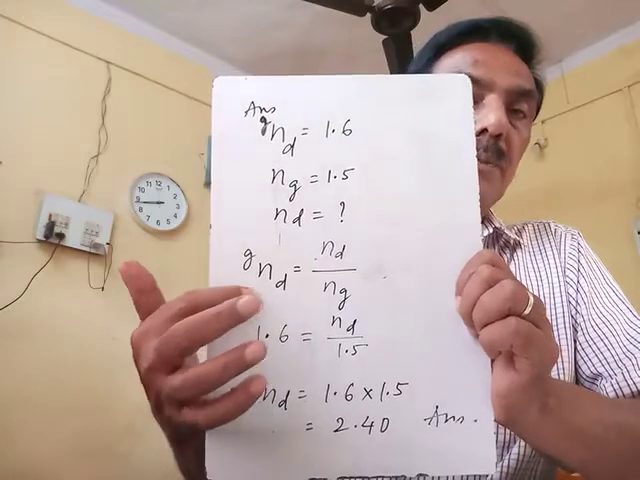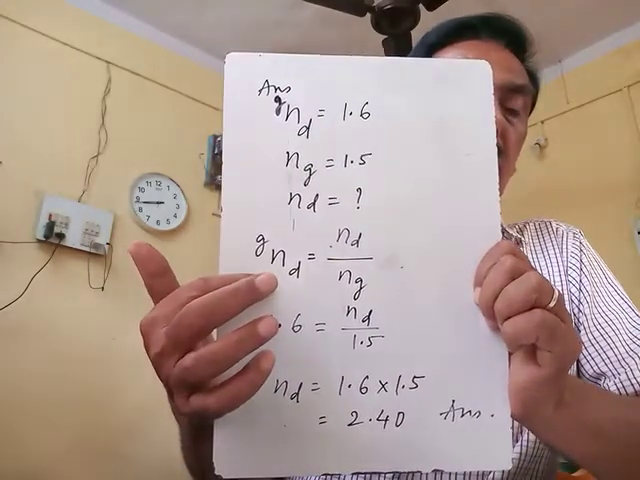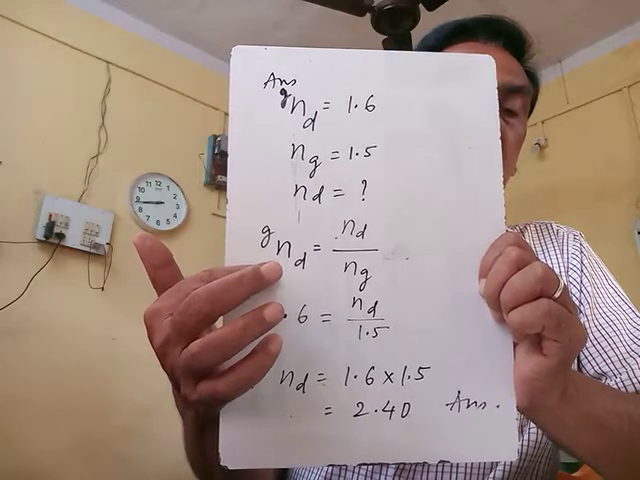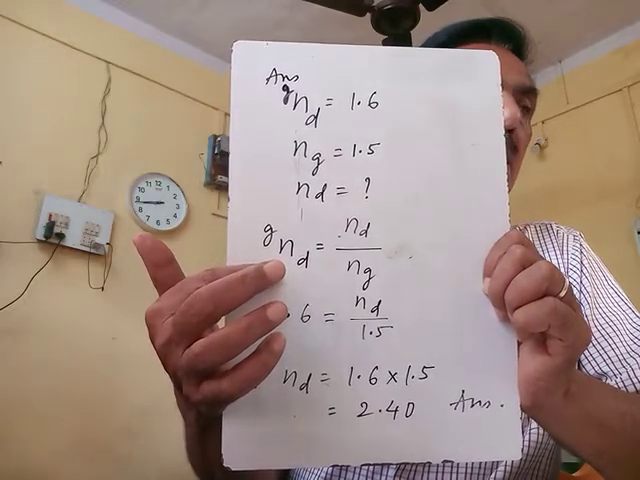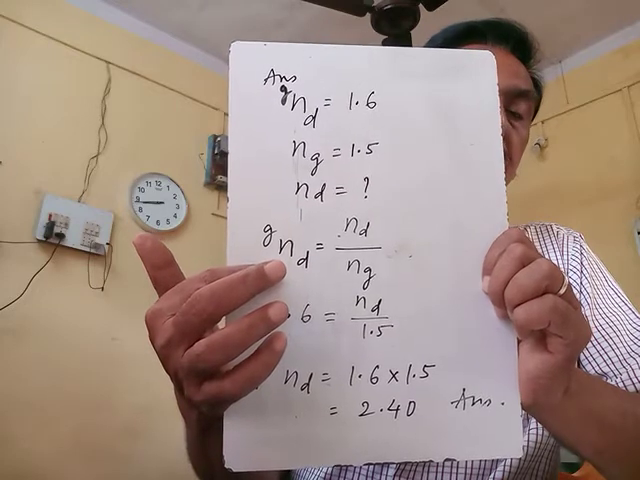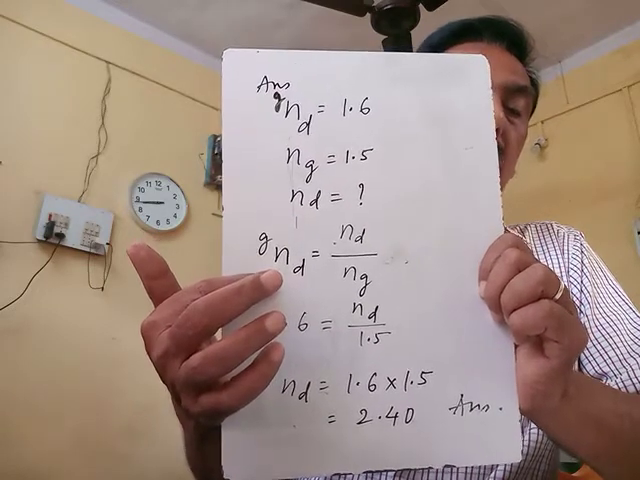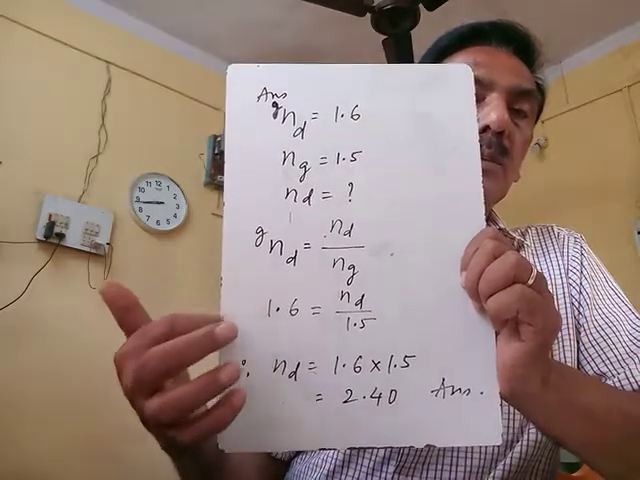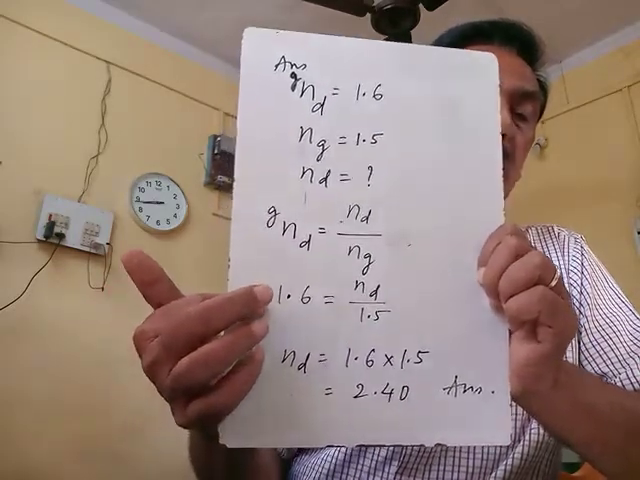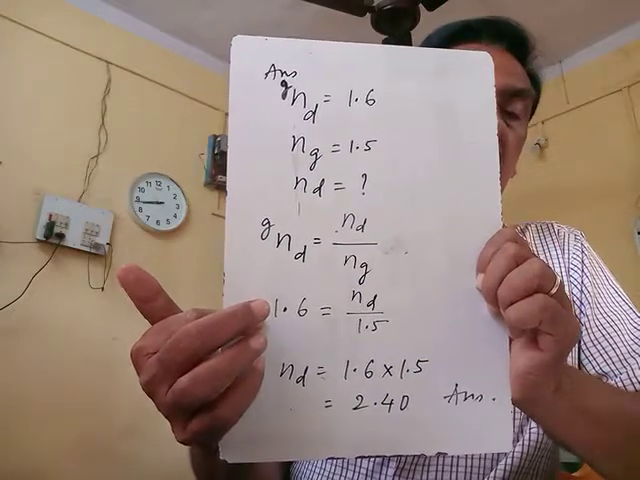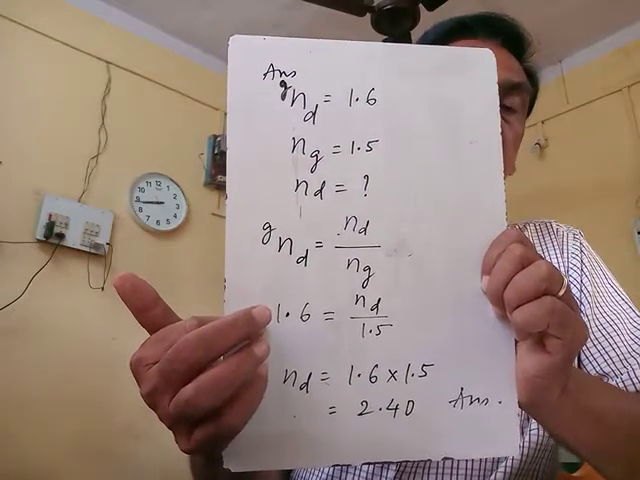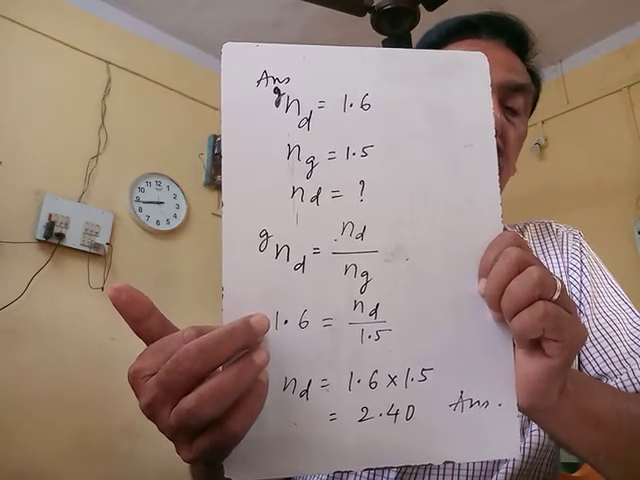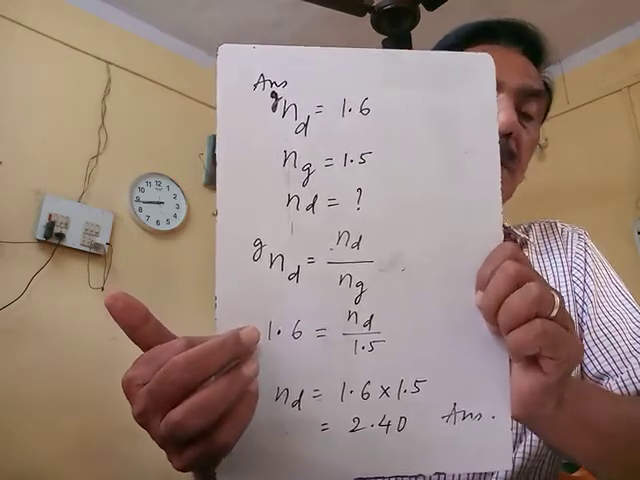The refractive index of glass with respect to diamond is written as the refractive index of diamond divided by the refractive index of glass. The refractive index of glass with respect to diamond is given as 1.6. So 1.6 is equal to the refractive index of diamond divided by 1.5, because the refractive index of glass is given as 1.5.